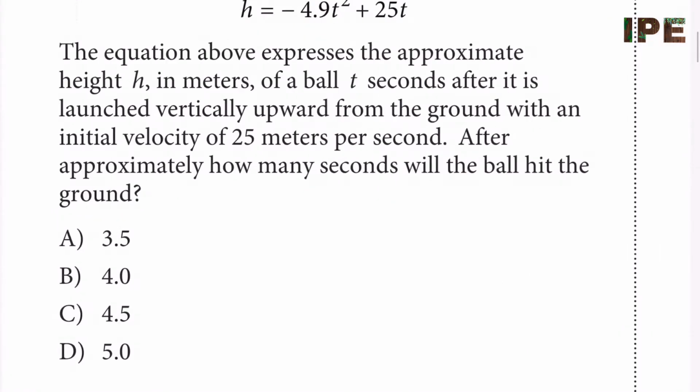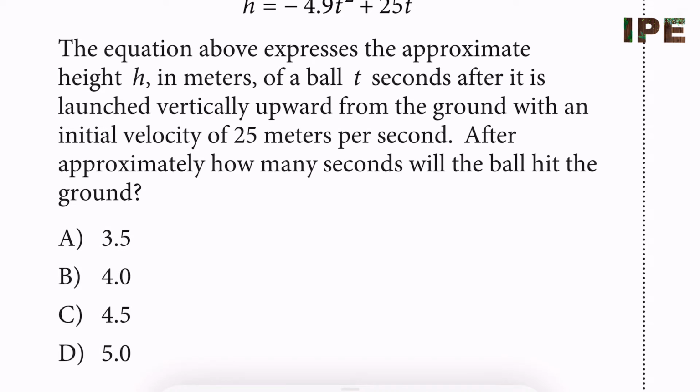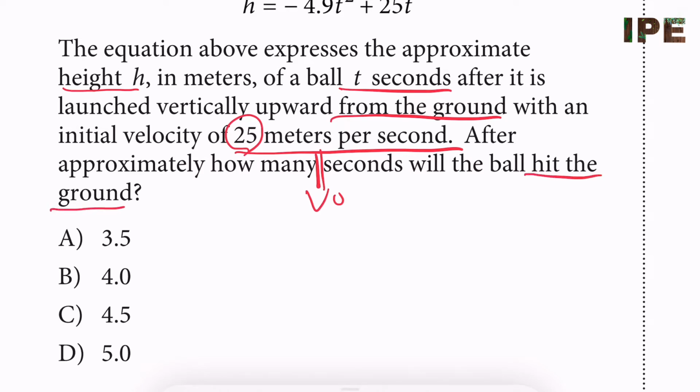Number 25. The equation above expresses the approximate height h in meters of a ball t seconds after it is launched vertically upward from the ground with an initial velocity of 20 meters per second. So h is height, t is second. That is v0. After approximately how many seconds will the ball hit the ground? Hit the ground means 0 height. So plug in 0 for h and find the t.